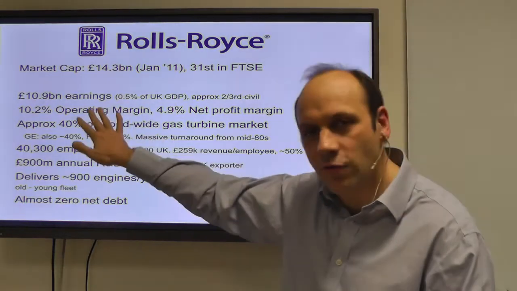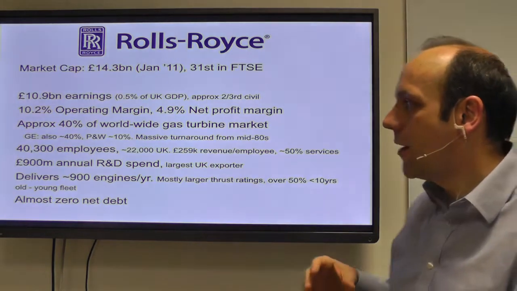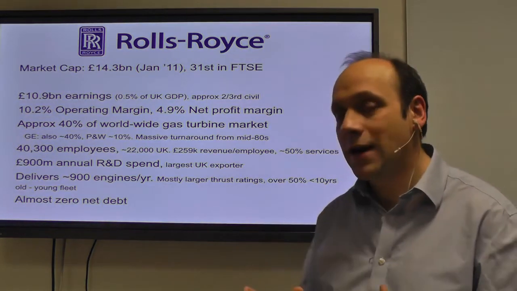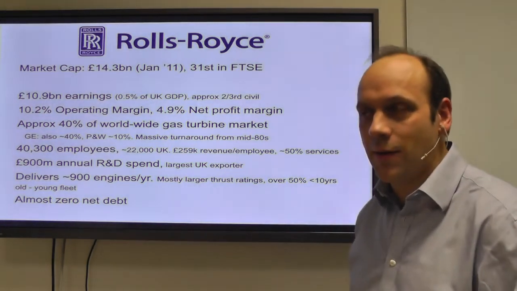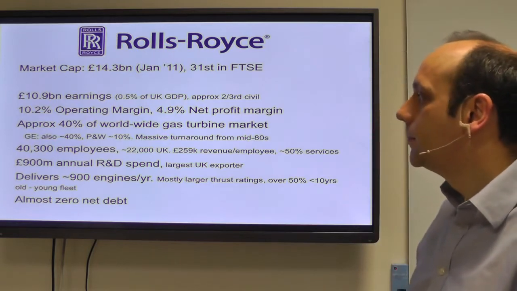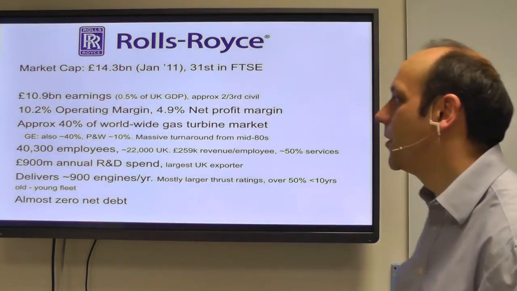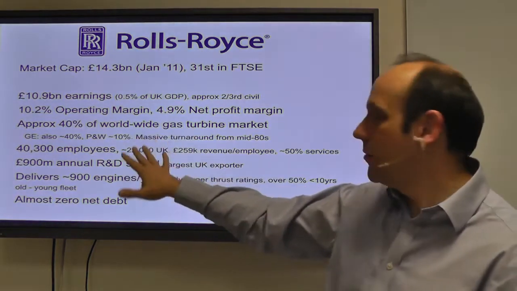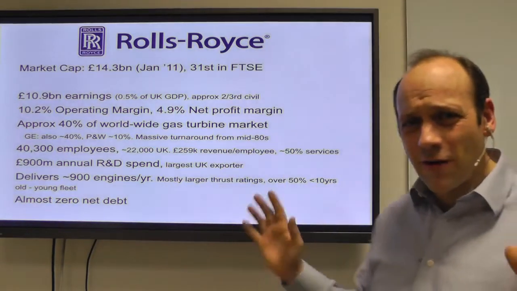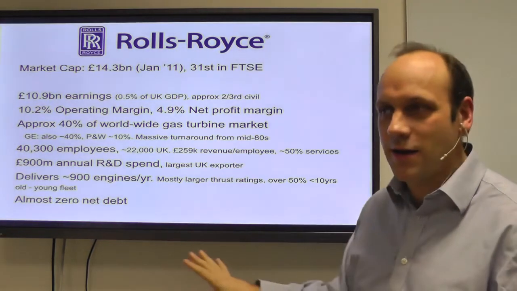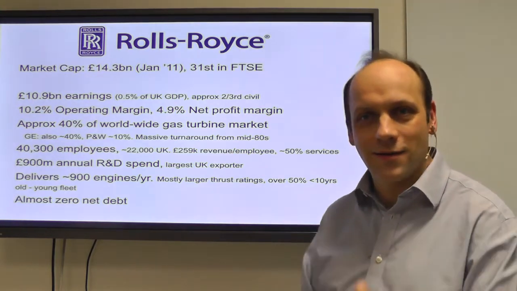They have about a 10% operating margin and about a 5% net profit margin. And that's quite important. And they have about half of the worldwide gas turbine market for twin-aisle airplanes. They're not in the single-aisle airplane market anymore. And GE have about the other 45%, and the rest is some bits and bobs from some other companies. And they have about 22,000 UK employees and about £260,000 a year revenue per employee, which is a very high number. And the area they're based in, the East Midlands, in large part because of them, has one of the highest gross value added per employee in the country.